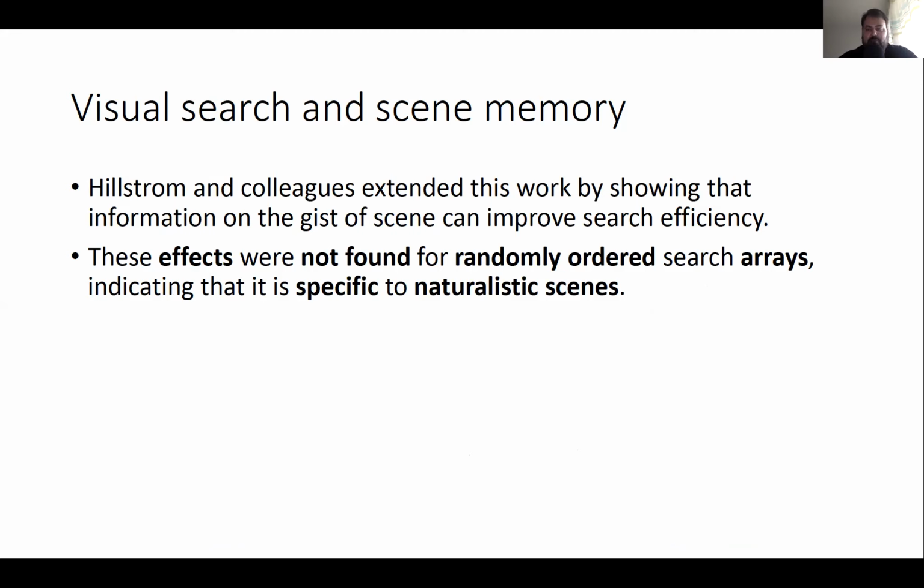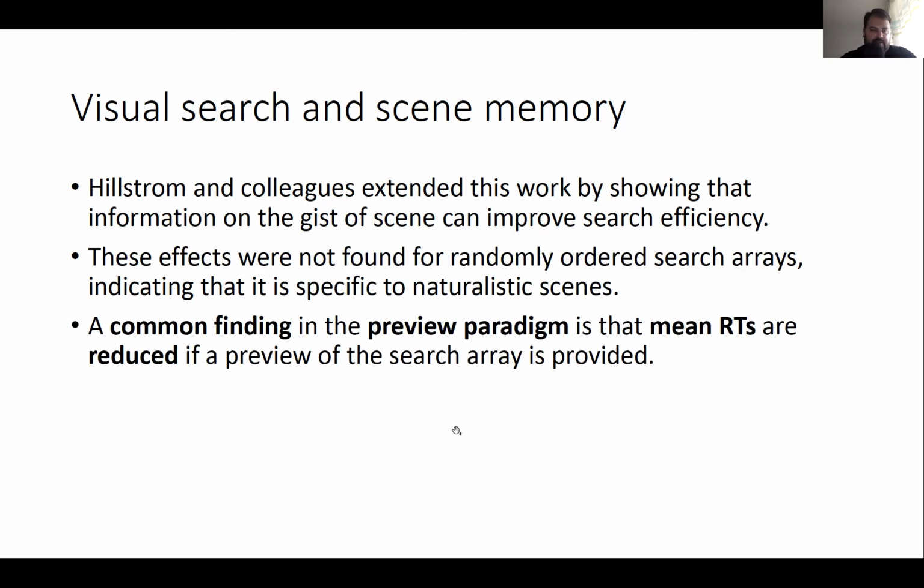Hillstrom and colleagues extended this work by showing that information on the gist of the scene alone can already improve search efficiency. But also in this experiment, the effects were only found for naturalistic scenes and not for classical randomly ordered search arrays. One finding that is common across all these kinds of experiments in the preview paradigm is that the mean reaction times are reduced, but not the efficiency. So the slope doesn't change, but the intercept of the function does.